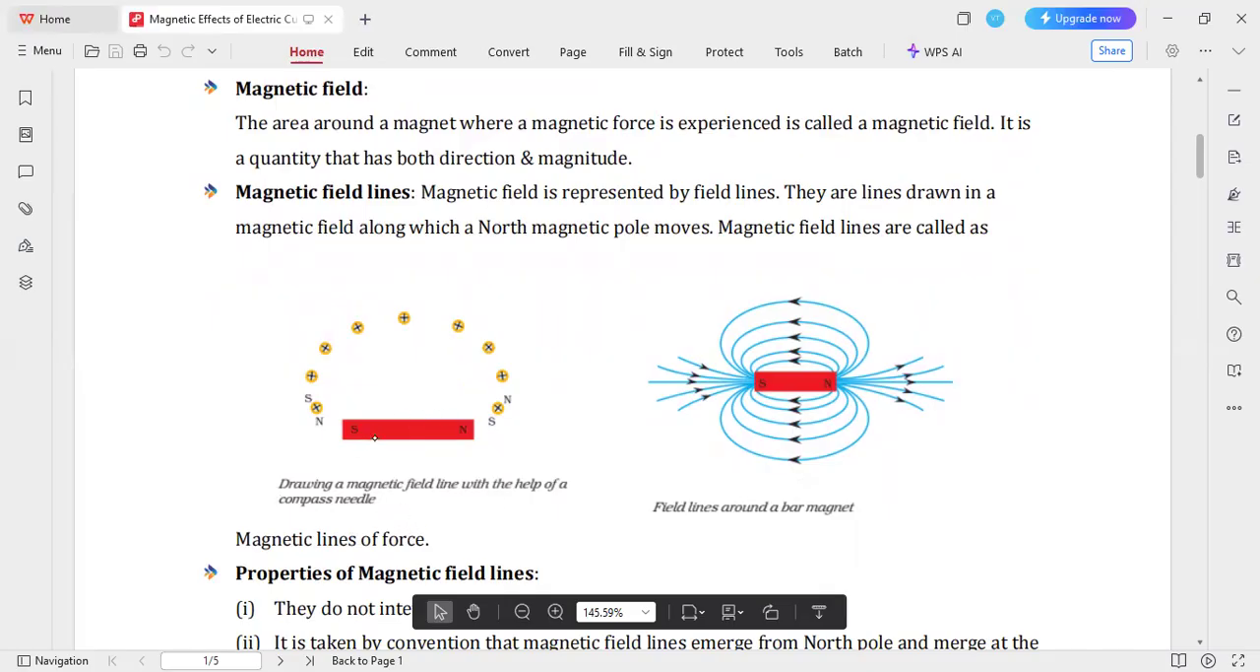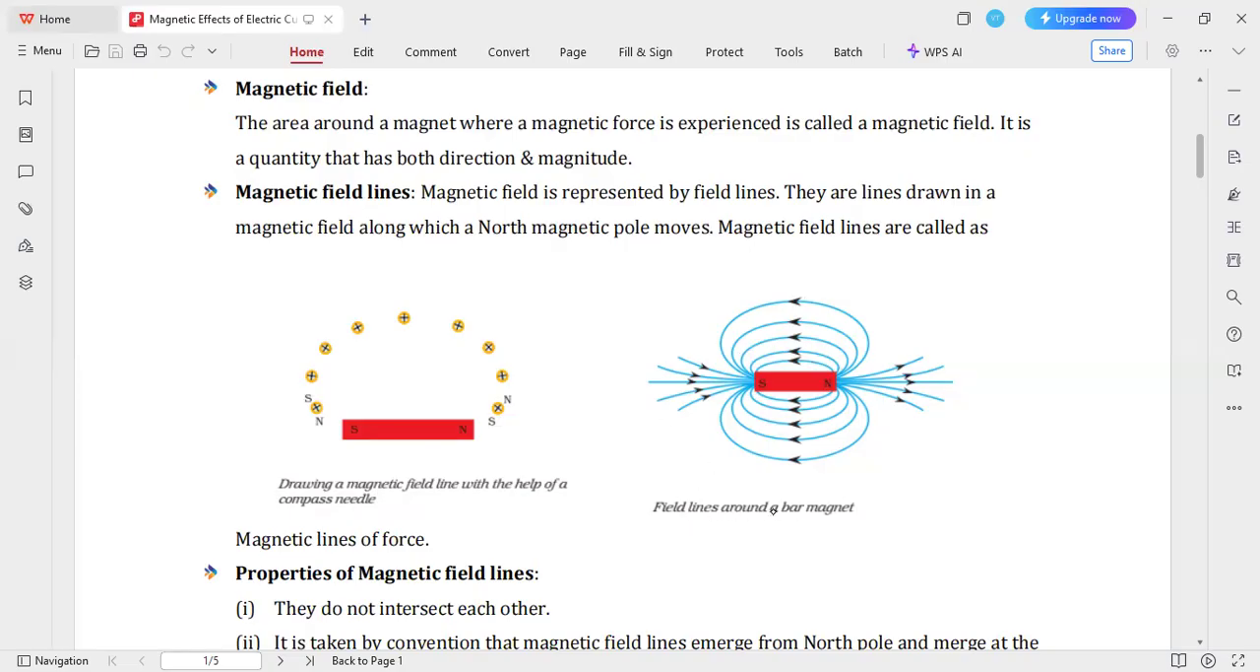See what happens. Let's take this is a magnet, north pole and south pole. So what are magnetic field lines? If you keep a magnet, what will happen if it moves in a particular direction? That will show the direction of the magnetic field line. Generally the direction of magnetic field lines starts from the north pole and goes to the south pole. You can see from here in this diagram.